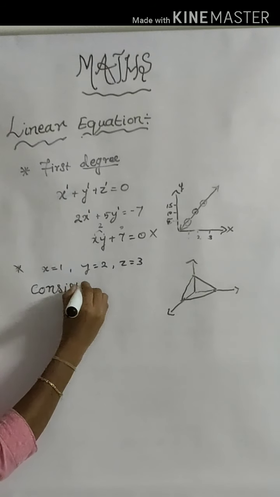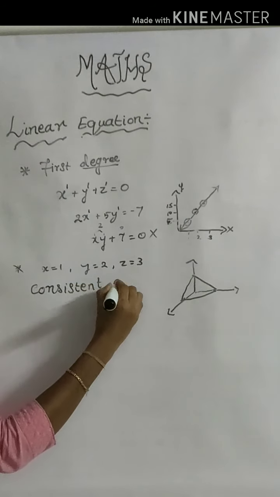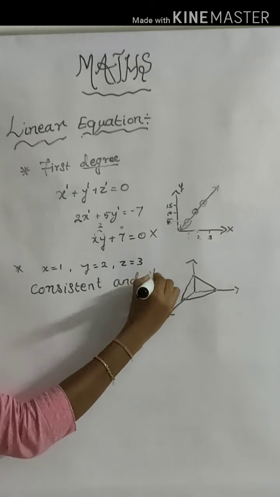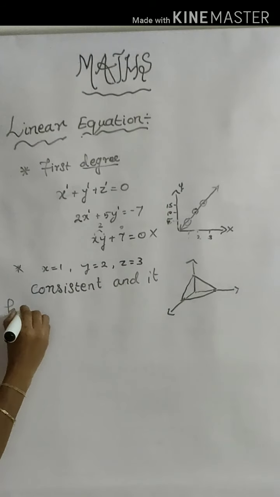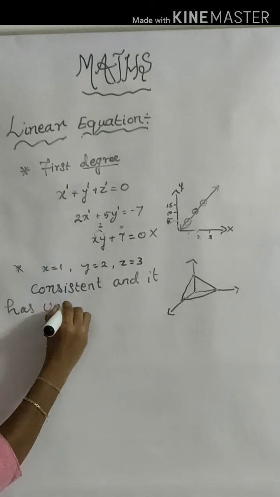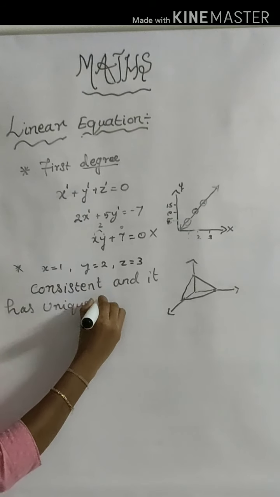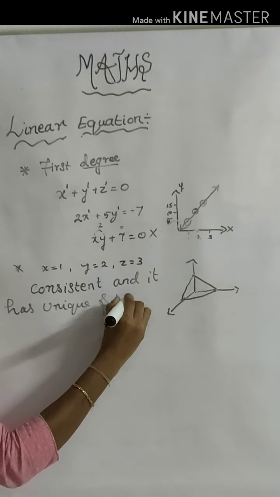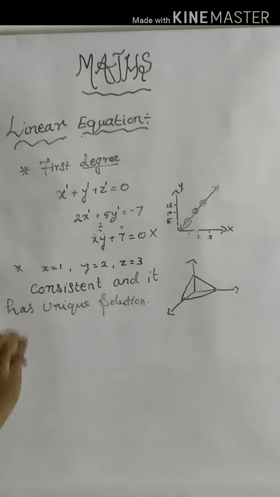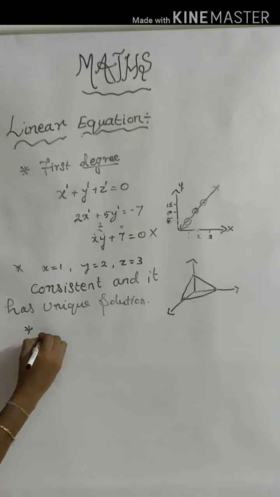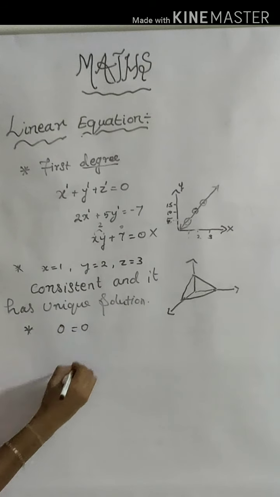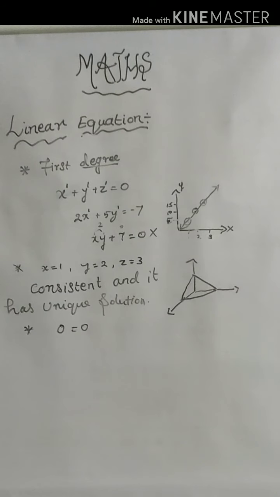So if it is equal, we can say the system of linear equations is consistent and it has a unique solution, because I have only one value for x, one value for y and one value for z. x equal to 1, not plus or minus 1, y equal to 2, not plus or minus 2, and z equal to 3, not plus or minus 3. I have only one value for all the three given variables.